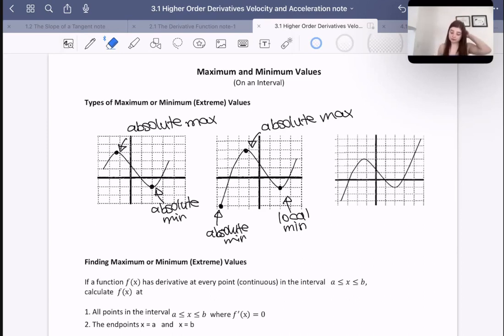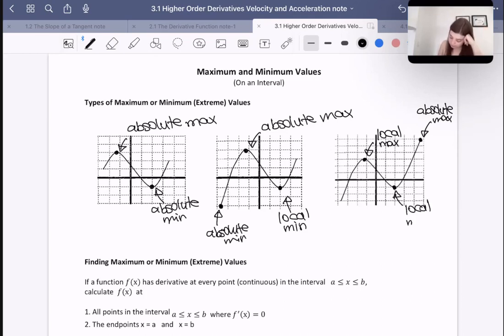Now, what about this third graph? Well, this point is not any longer our absolute max. This is a local max because we have an even higher maximum up here. So this is our absolute max. And likewise, this is not our absolute minimum. This is just a local minimum because the actual minimum is even lower, even smaller number with respect to y. And this is our absolute minimum.